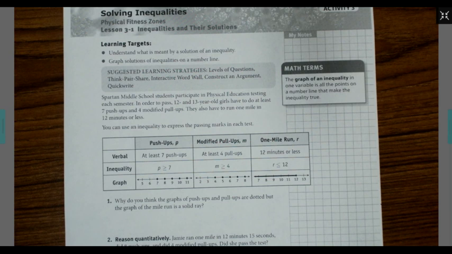Math terms. The graph of an inequality in one variable is all the points on a number line that make the inequality true. We're going to chunk this lesson into 3 separate sections. The first section is going to cover questions 1, 2, and 3.